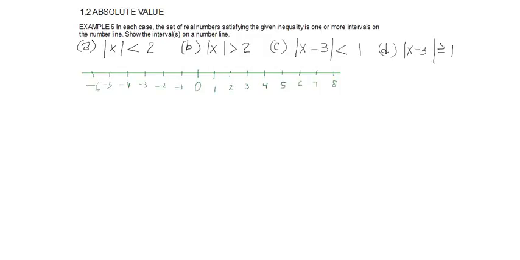Alright, so now you're going to show some expressions on the number line. So we're going to draw some intervals. Okay, let's start with the first one. Absolute value of x is less than 2.